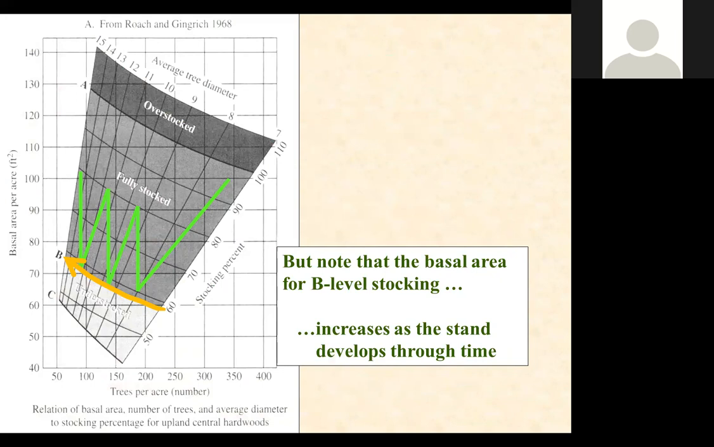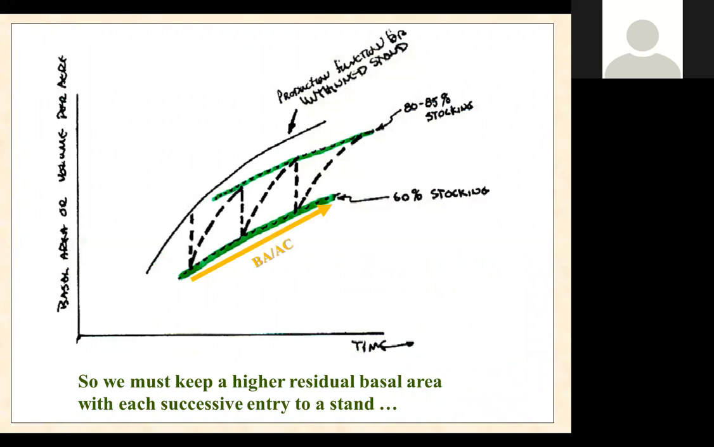At that time, we were thinning everything in northern hardwoods to about 90 square feet of basal area. Now we know. Now we know that the next time we're going to leave more and then more and then more. And we can determine the amount by reference to the B line. So there's our production function with that residual basal area increasing with each entry to the stand. And if we do that, then the sawtooth production function has an upward positive slope. If we had continued thinning everything to the same basal area, that curve would not only become horizontal, but it would begin decreasing through time.